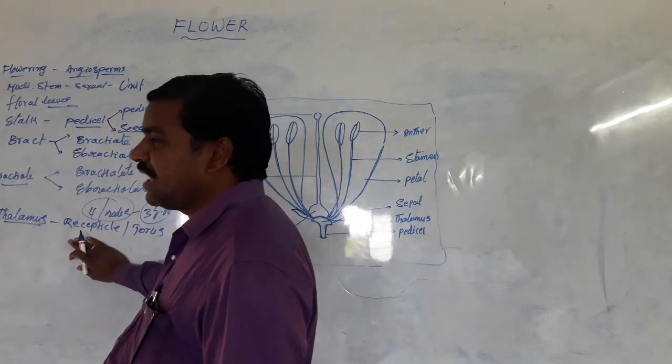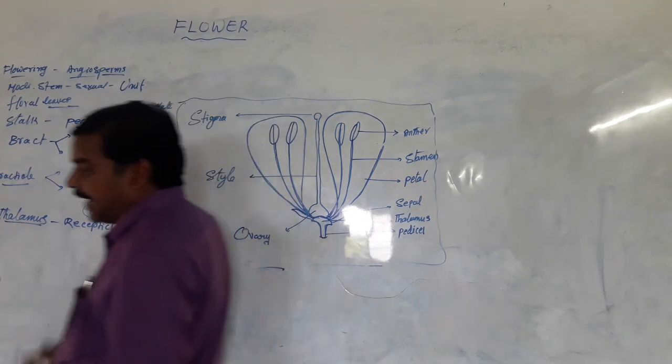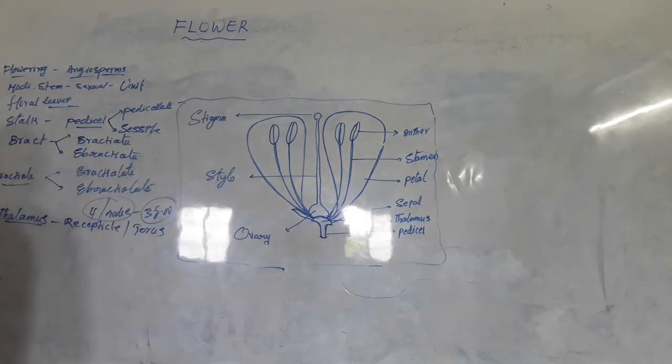Condensed pedicel means the thalamus is represented by total 4 nodes and 3 internodes. And every node also consists of some amount of leaves and stem or branch. These nodes are also present in the stem, because the presence of nodes is the characteristic feature of stem. Every node in a flower is also represented by some amount of modified leaves. Such modified leaves are called floral leaves.